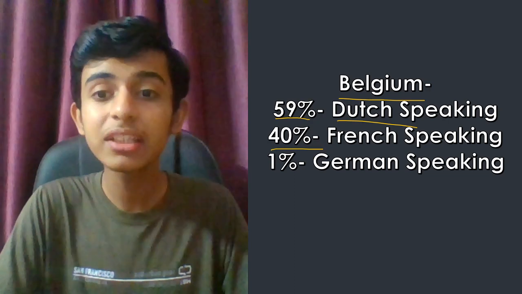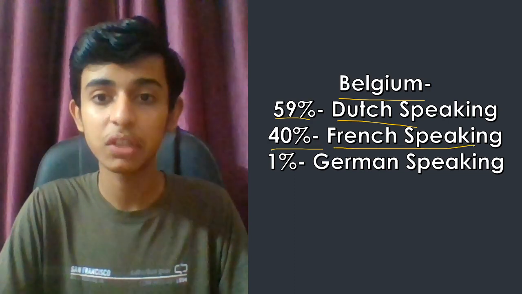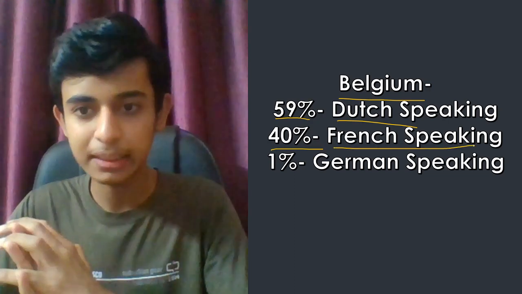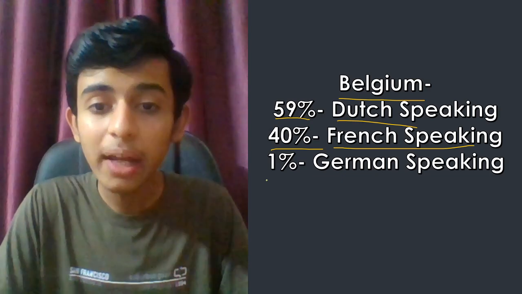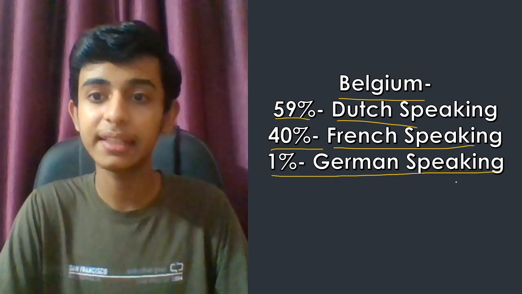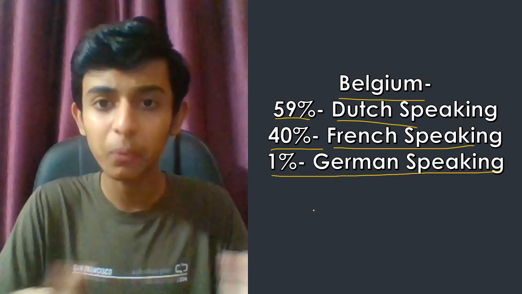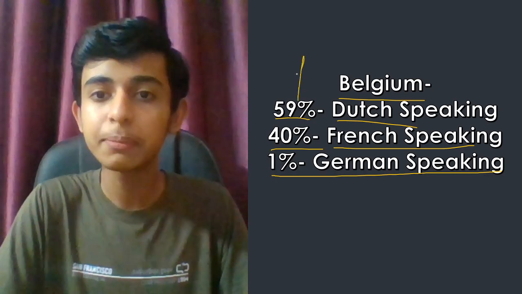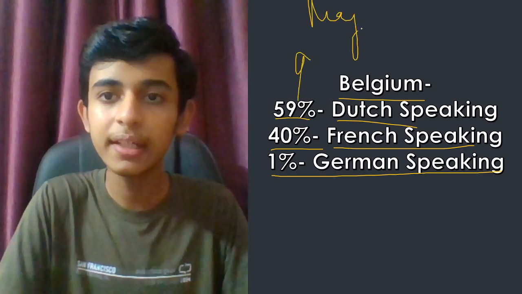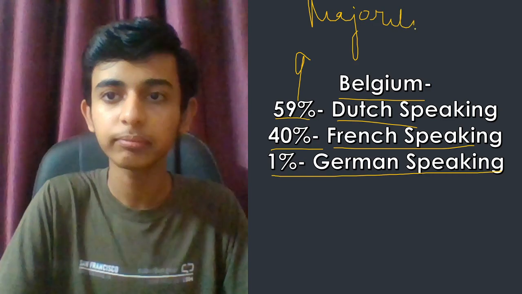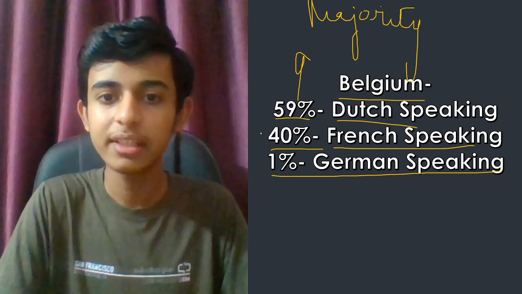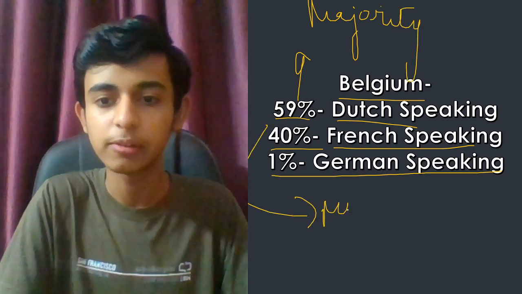Then 40% of the people used to speak French. 40% of the people were French speaking. And the rest 1% of the people were German speaking. So are you able to understand the diversity? It is so diverse. Dutch speaking were in the majority and French speaking were in the minority.